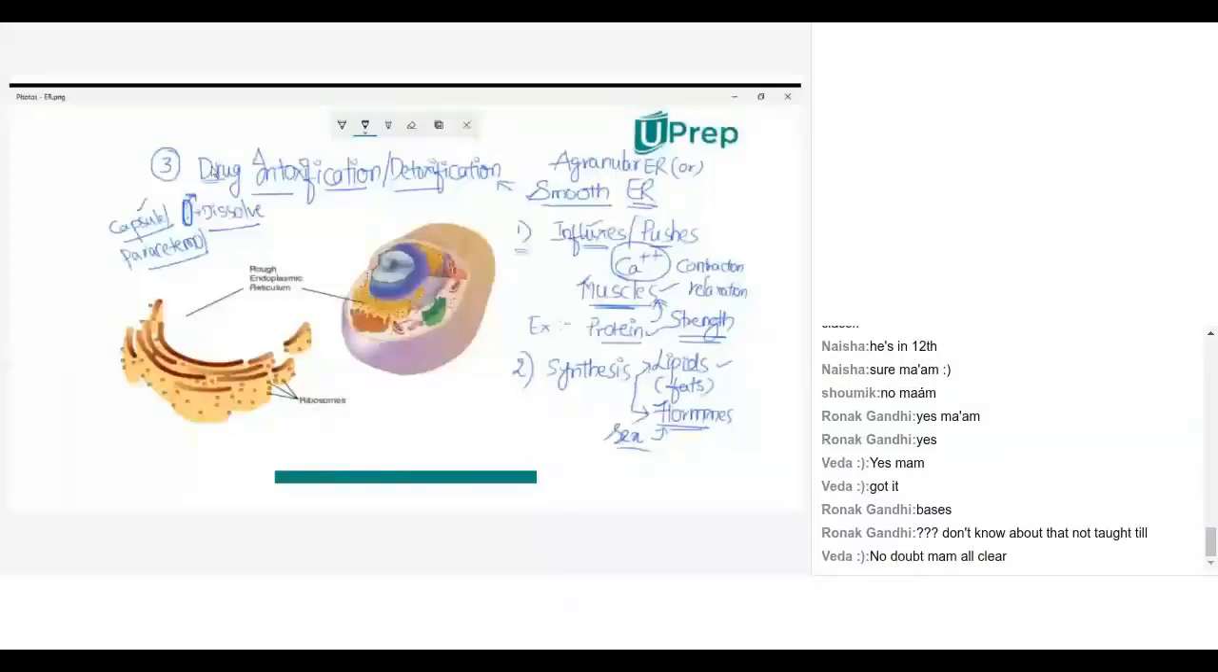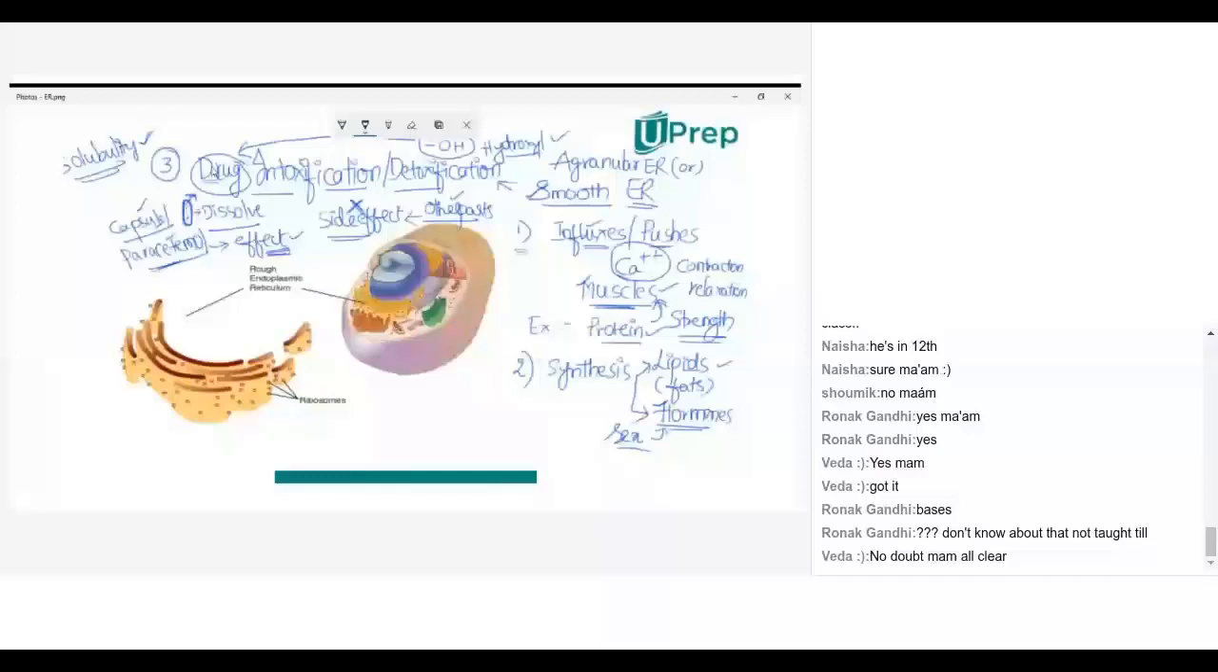Okay, Veda. So here, this drug detoxification can be compared with vaccination. Now I'll explain some part out of the area of the subject. Shall I?